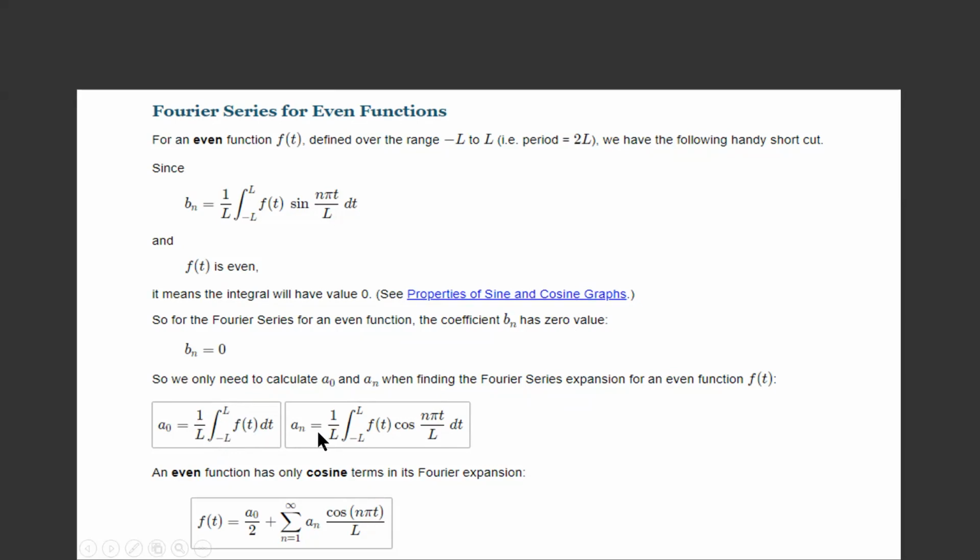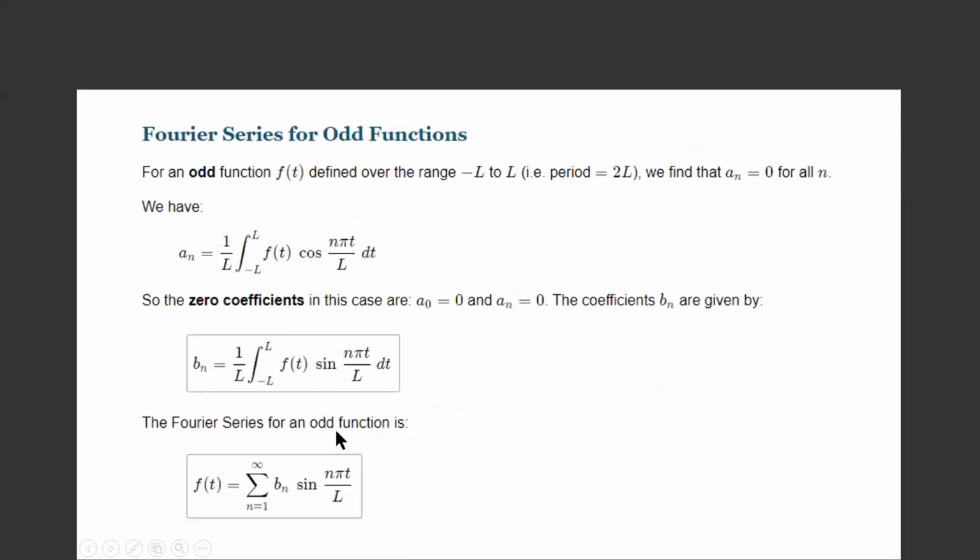Also, an will be the same. Again, if you have even function, what does it mean, even function? It means it is symmetric with respect to the y-axis. Or if you replace t by minus t, you will have the same function. Okay, so if you have even function, Bn will be 0, and you need only to find a naught and an.